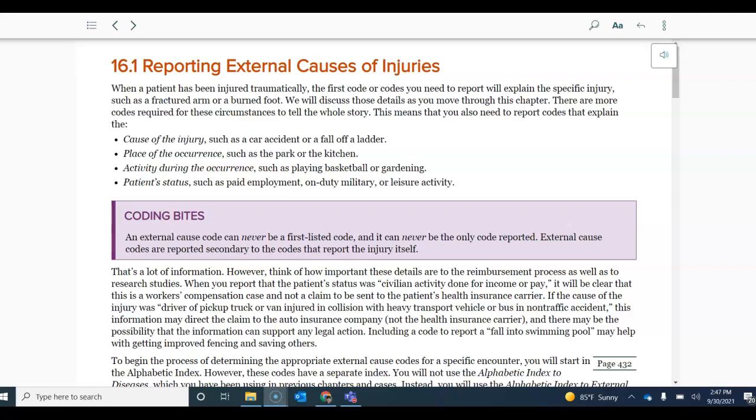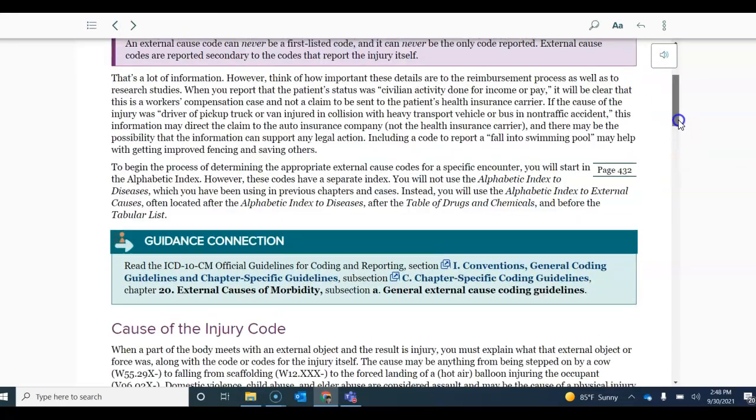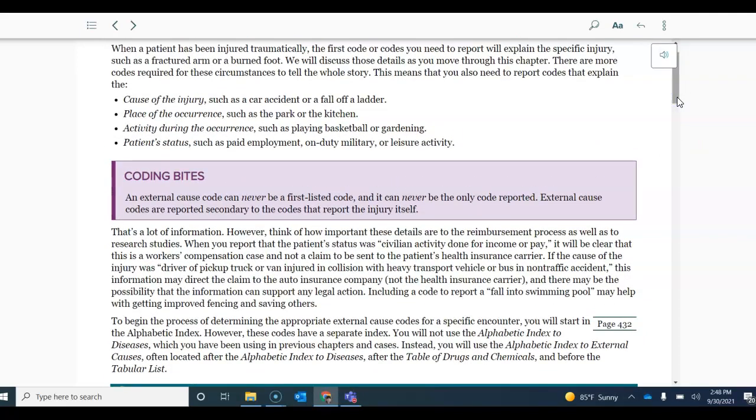And then it tells you what order to put them in. So you put the place of occurrence, the activity, and then the status. And then if there is a cause, so you'll see here in your book, we talk about cause, like accident, fall, etc. All right, so you need them in that order: the cause, if there was a fall, the place, the activity, and the patient status.